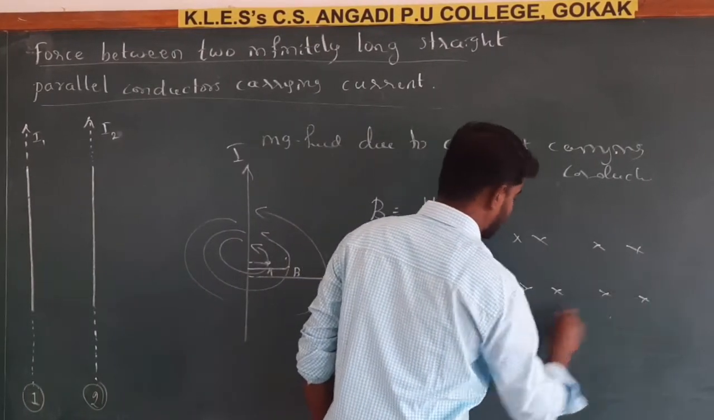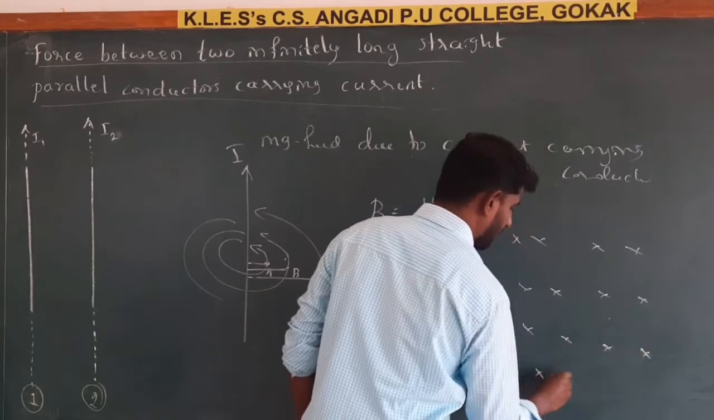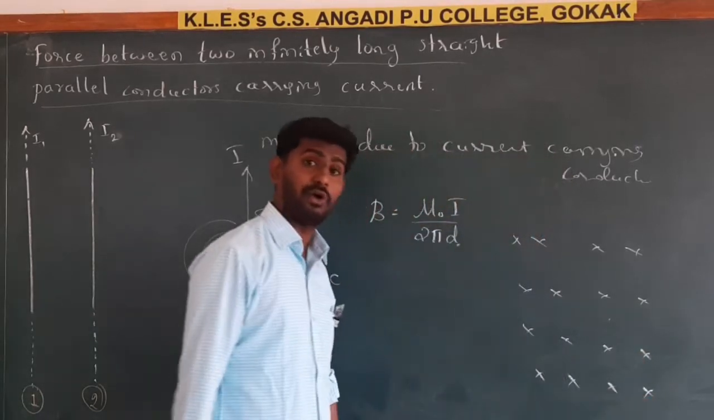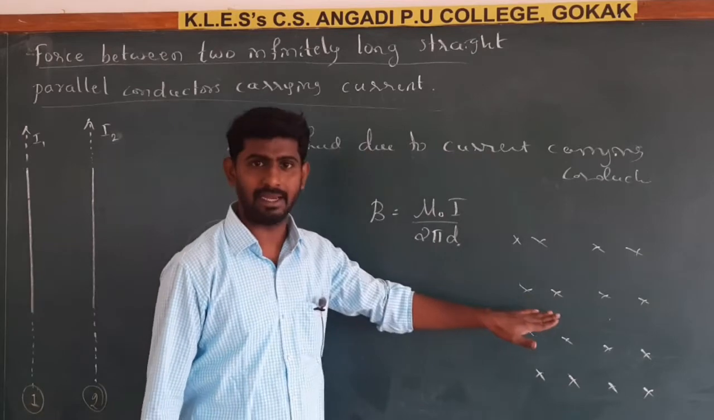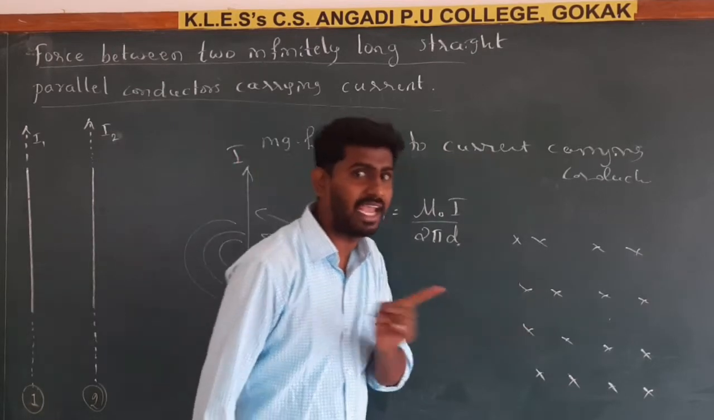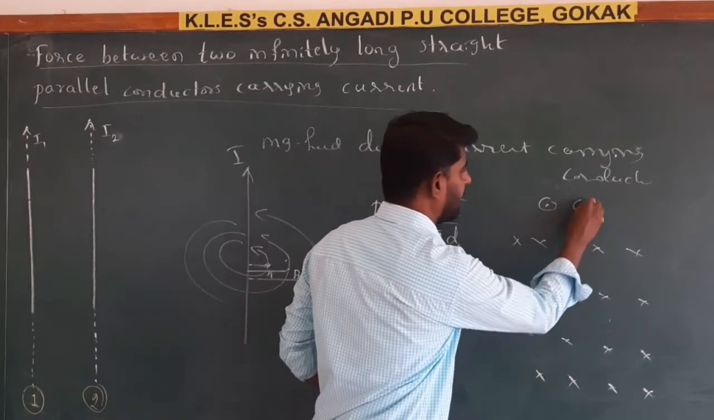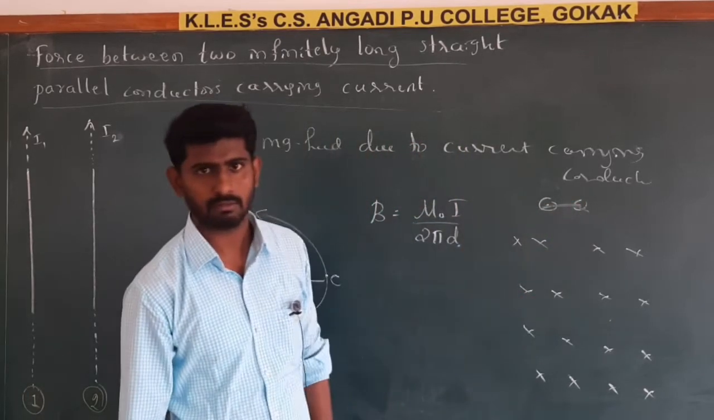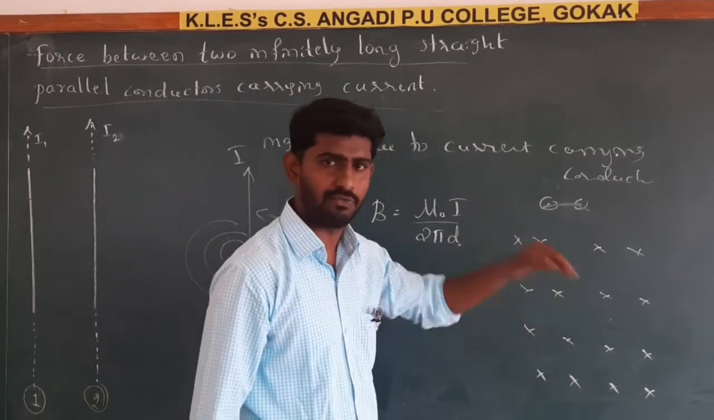So what does it indicate? It is indicating a region of uniform magnetic field. So it is parallel to the plane. A cross mark means it is directing inward. A dot mark means it is directing outward. This is a uniform magnetic field.